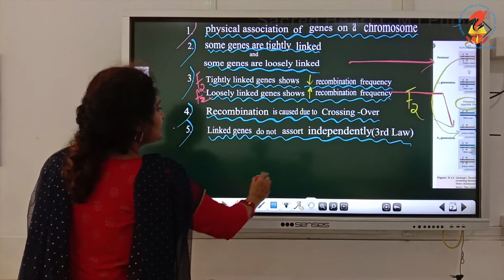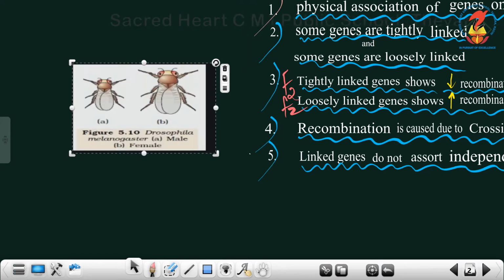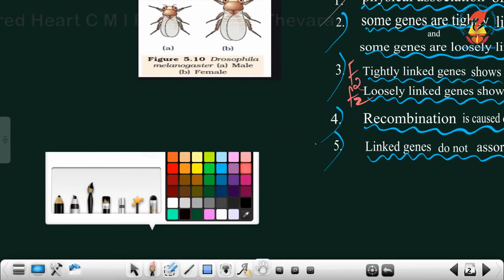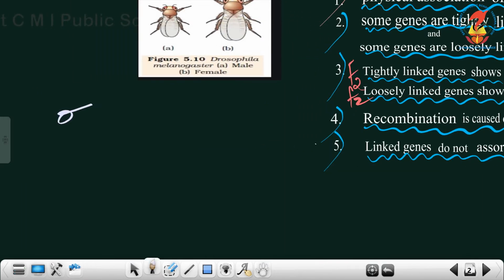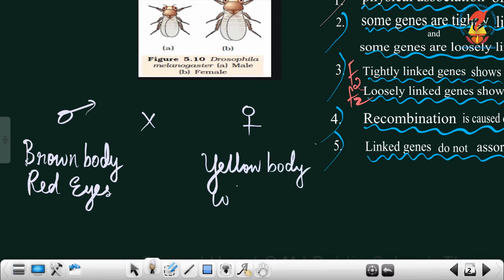The wild variety is indicated with the same alphabet but plus at the superscript. Now the fourth and fifth point he derived from another experiment, another cross. So here I am going to do a cross between the female and the male Drosophila. The male Drosophila was crossed with the female Drosophila. The male had brown body and red eyes, so remember this characteristic. They were brown bodied with red eyes, and females were yellow bodied with white eyes.